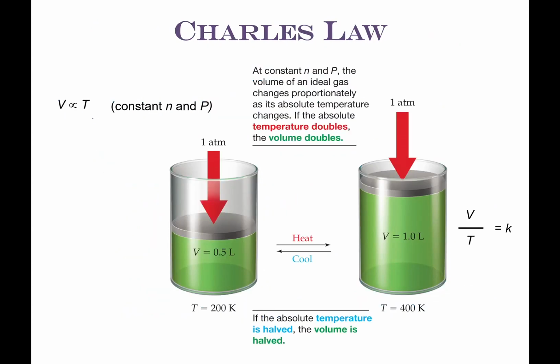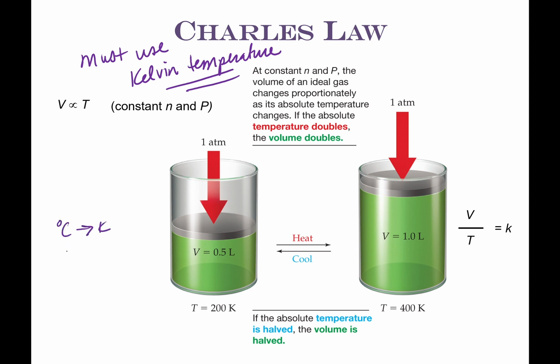So volume is proportional to temperature with constant number of moles and constant pressure. We're going to see it change proportionately as absolute temperature changes. So notice that we must always use Kelvin temperatures to get the right answer. You'll convert from degrees Celsius to Kelvin, do the math, and convert back from Kelvin to degrees Celsius if necessary. The math will not work with degrees Celsius.